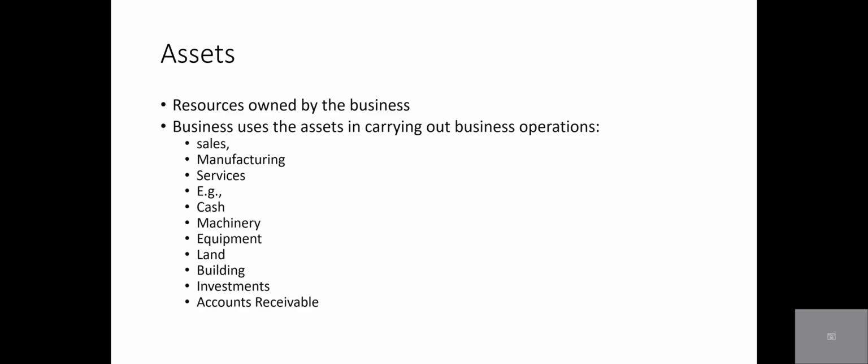So what are those assets? Cash, machinery, equipment, land, buildings, investments, and accounts receivable. Accounts receivable is when we make a sale or provide services to our clients, but we don't get paid in cash. Instead, it's on credit. We provide the services, but we get paid later, and that's called accounts receivable.